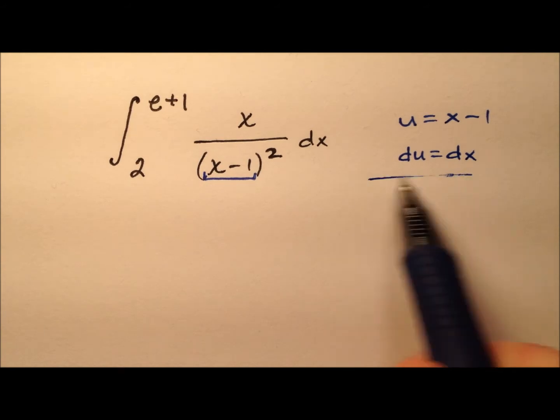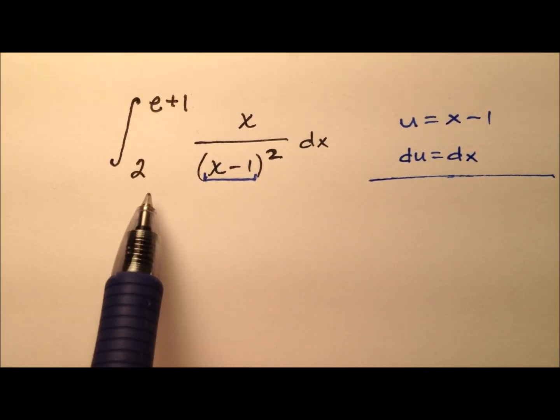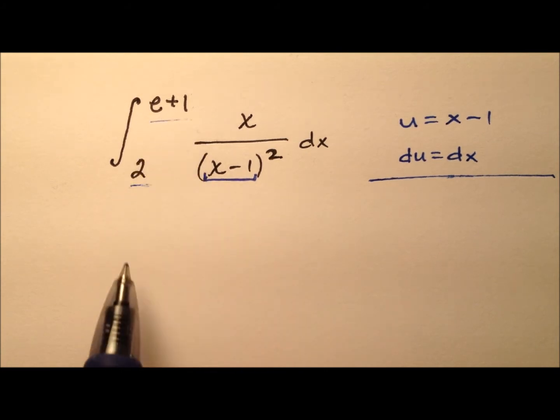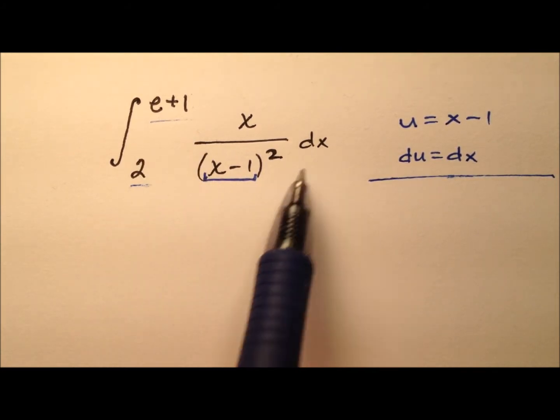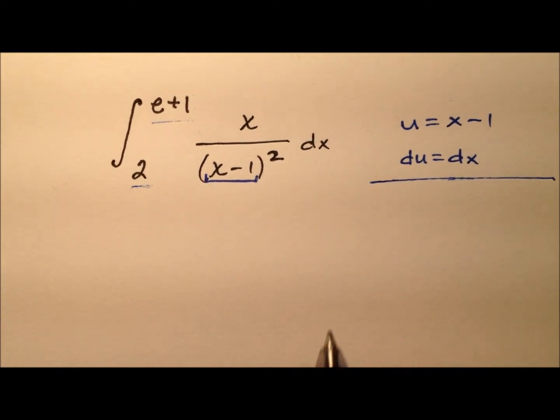So when we differentiate both sides, we'll have du equals dx. But of course, whenever we are doing a change of variables with a definite integral, we also need to change our limits of integration from being in terms of x to being in terms of u. So let's go ahead and do that.